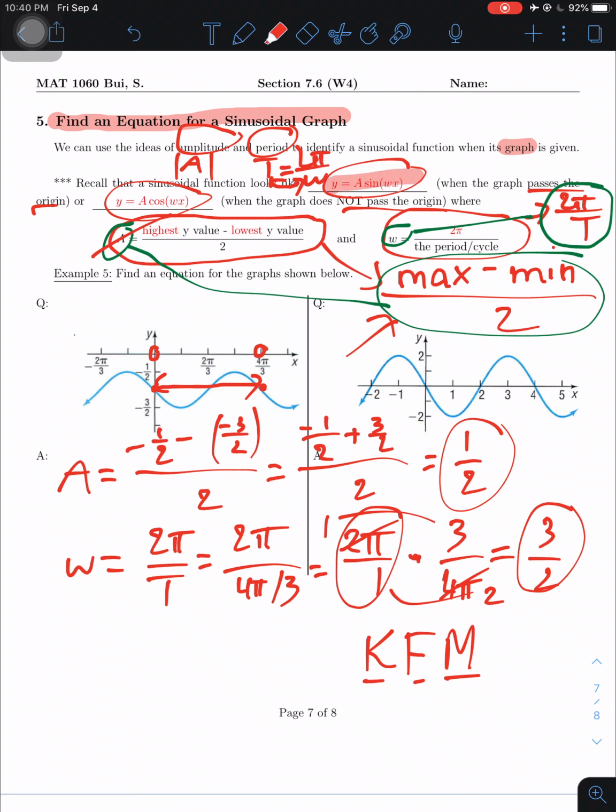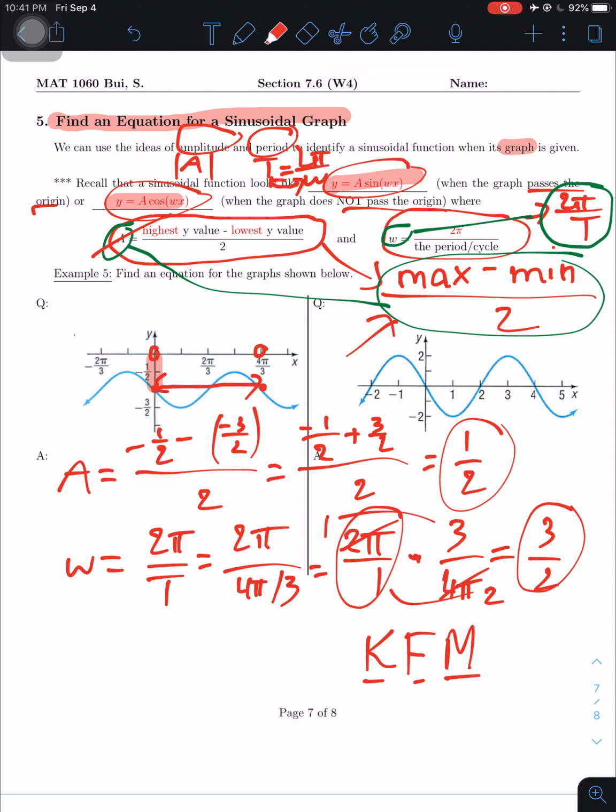We know it's going to have this form in here or this form in here. Imagine if you move this function up a little bit, it's going to pass through the origin, right? So the midline is actually going through the origin. If you were to lift the blue curve up on the x-axis, it's going to pass through the origin. That's why I'm going to go with sine for this case.